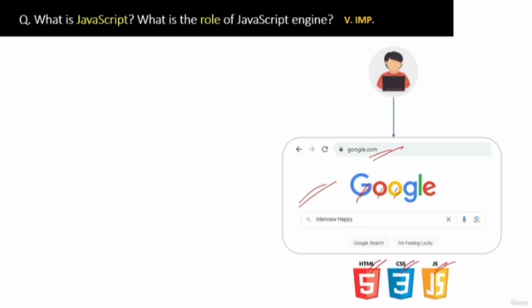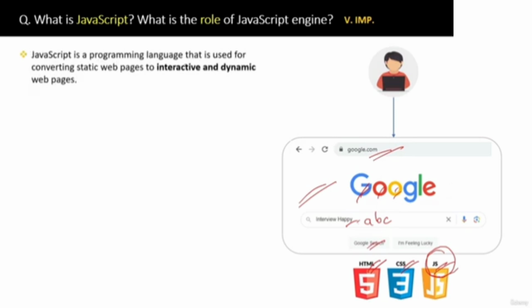But now, when you enter something in the search input field and press enter, then how will the browser respond? And how will this static page interact dynamically with your request? That depends on the JavaScript code or program, which is also sent by the Google server and is written by the JavaScript developers. So basically, JavaScript is a programming language that is used for converting static web pages to interactive and dynamic web pages.